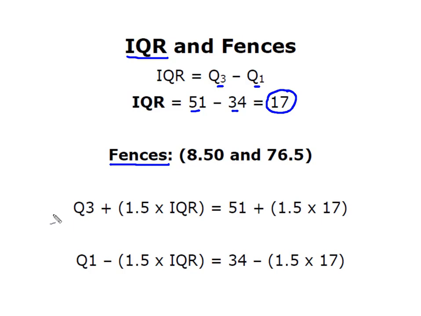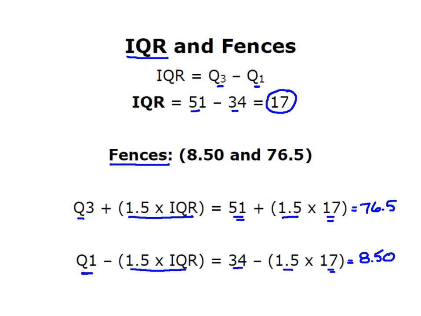And so I need an upper end and a lower end. To find my upper fence, I'm going to take Q3 and add 1.5 times the IQR to it. So Q3 was 51, the IQR was 17. Multiply that together and add, and that gave me 76.5. For my lower fence, I'm going to start at Q1 and move to the left. So minus 1.5 times the IQR gave me 34 minus 1.5 times 17, and so I know my lower fence was 8.50.